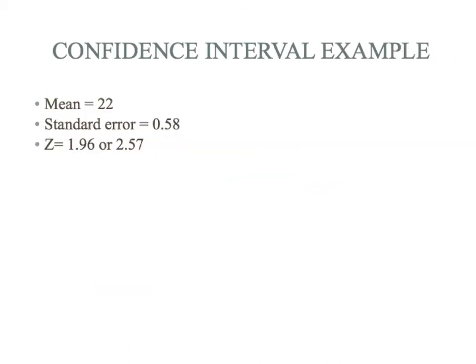Let's do an actual example. And so here I'm giving you the mean, I'm giving you the standard error, and I've also given you the z's. So we're going to calculate first a confidence interval for a 95% confidence level, and then we'll also do one for a 99% confidence level. So let's start with the 95%. For 95%, I'm going to use the z of 1.96.